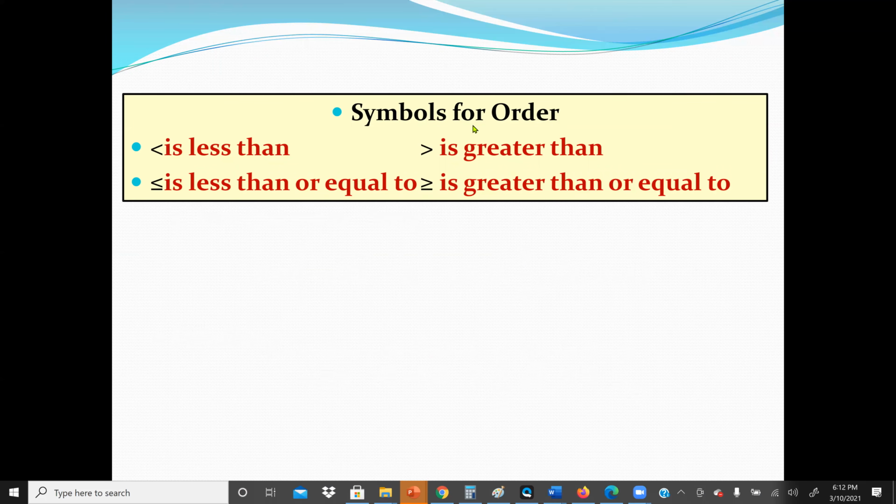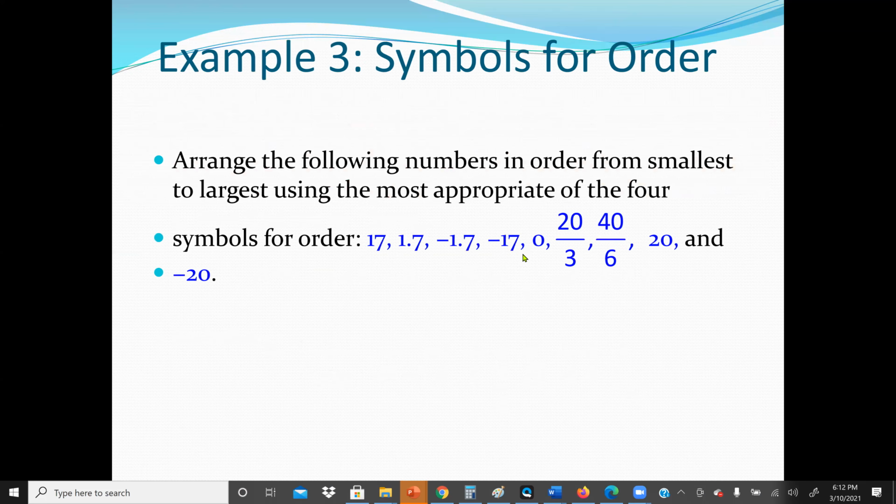So next we want to know the symbols for orders. We know the left arrow means less than, the right arrow means greater than, the left arrow with a bar means less than or equal to. So the bar means equal. Or the right arrow with the bar means greater than or equal to. So here we are going to arrange the following numbers in order from the smallest to largest using the most appropriate of the four symbols: either greater, less, greater than or equal, less than or equal.